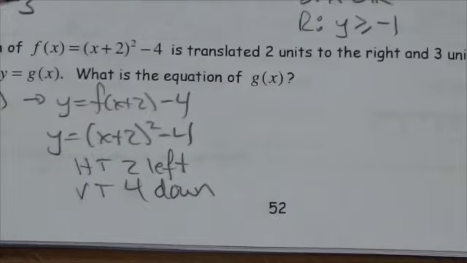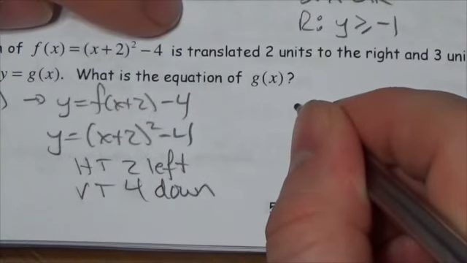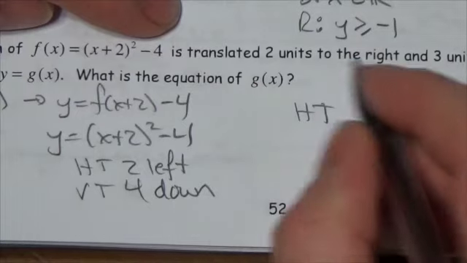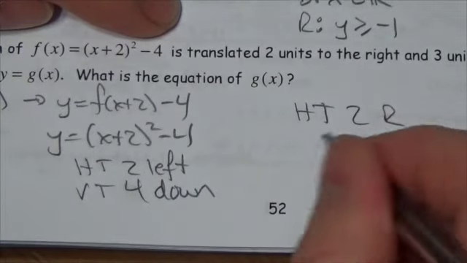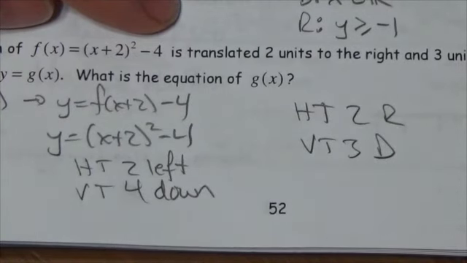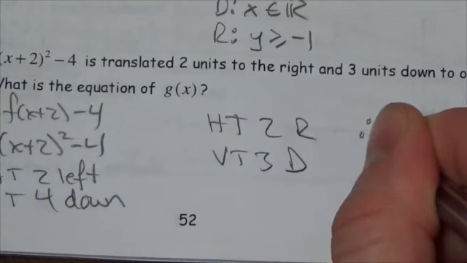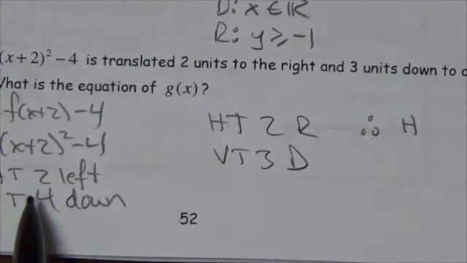Now look what we're doing here. We are now going to translate this. We're going to make this a horizontal translation, 2 to the right, and then a vertical translation, 3 down. Now let's think about this. What does this mean then? So therefore our total, okay, look at what's going on here.